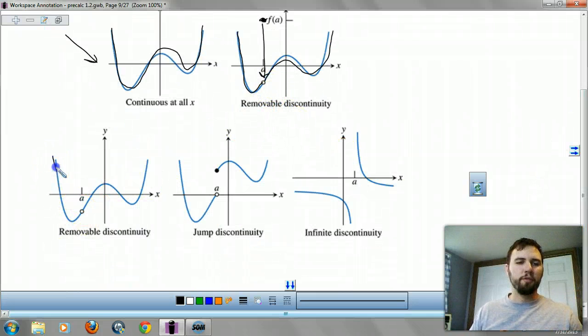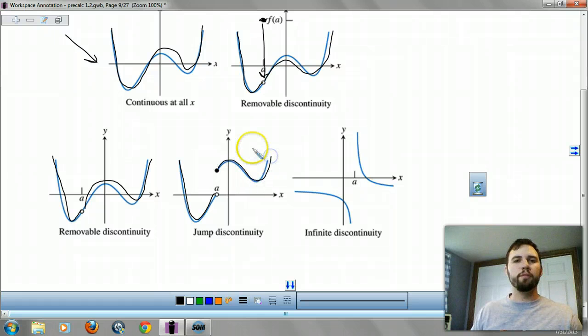Here's another type of removable discontinuity. What this just says is the point just doesn't exist there. It's just not there. A jump discontinuity means when you're drawing it, you have to take your pencil off and then start drawing anew. You jump from one to the other. It'd be like if you're Mario, you have to jump from here to here.